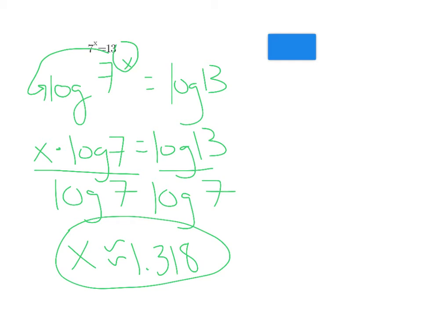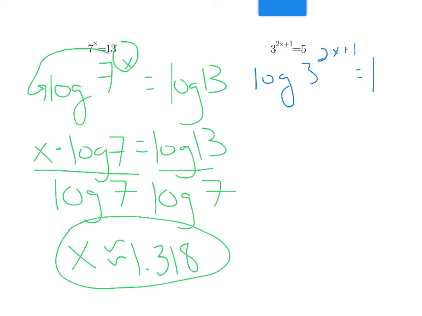Now let's take a look at another example that also requires the use of logarithms. 3 to the quantity of 2x plus 1 equals 5. Again, I'm going to start off by taking the log of both sides of the equation. Applying the power property of logarithms, I'm going to take the 2x plus 1, bring it down in front, and multiply by the log of 3.